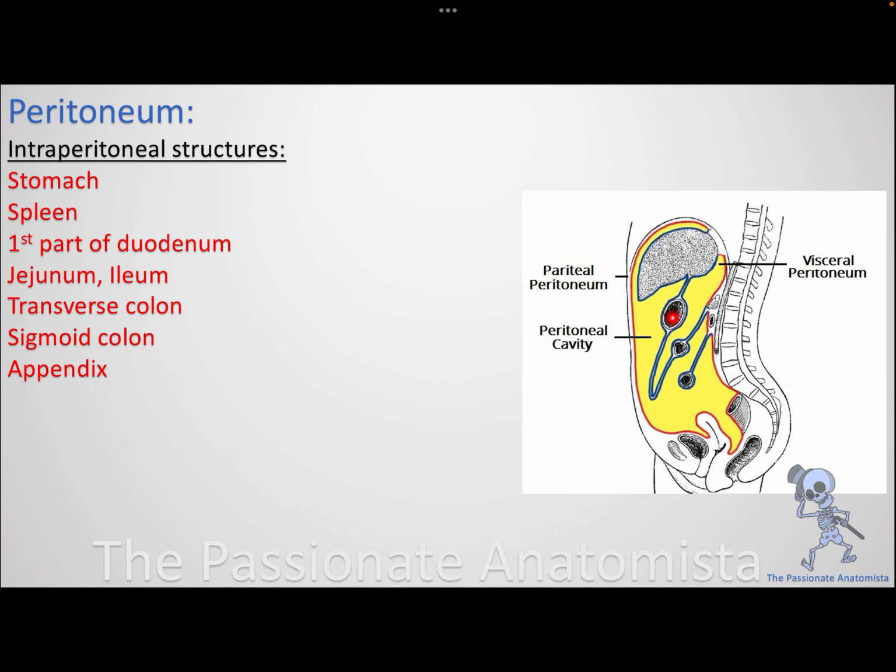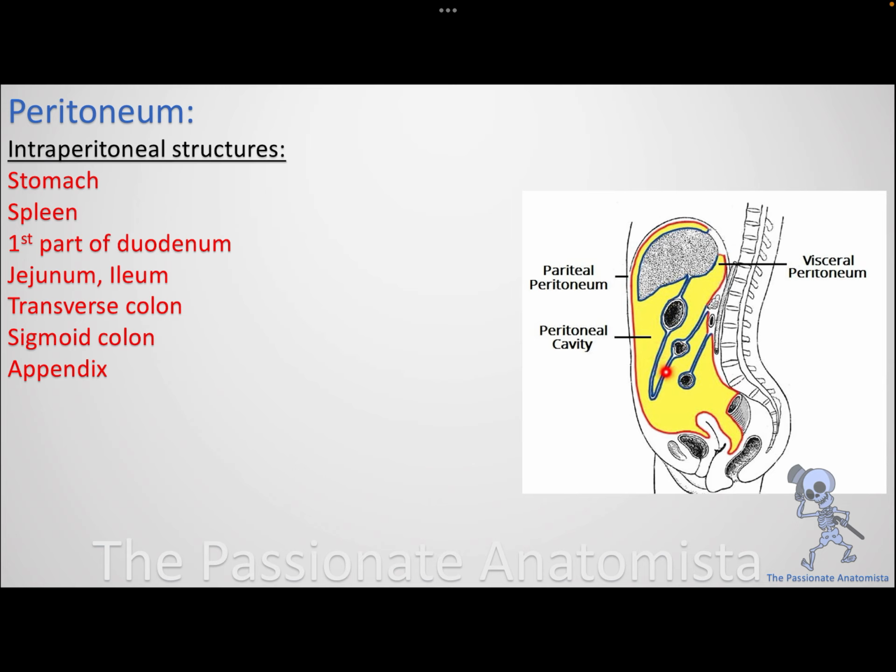And then the greater omentum is what attaches the greater curvature of the stomach to the transverse colon. All right, so this is your transverse colon. The transverse colon is attached anteriorly to the stomach by the greater omentum. It's a double layer of peritoneum.